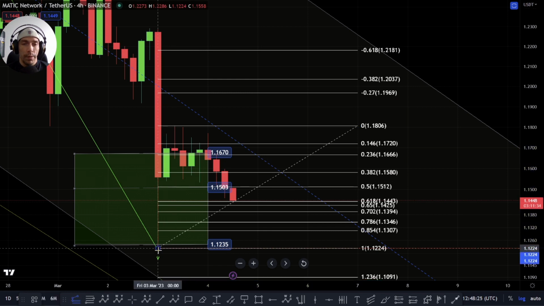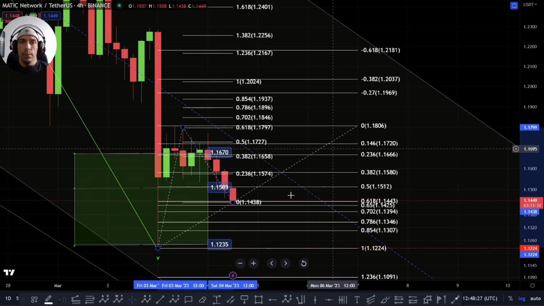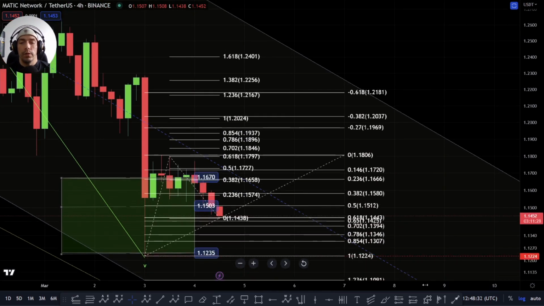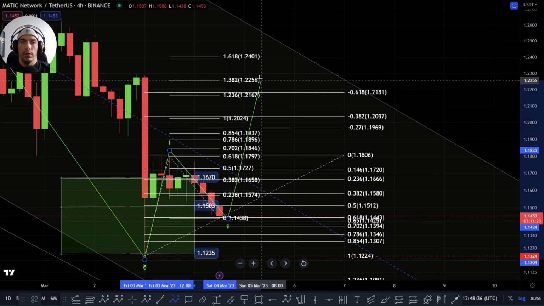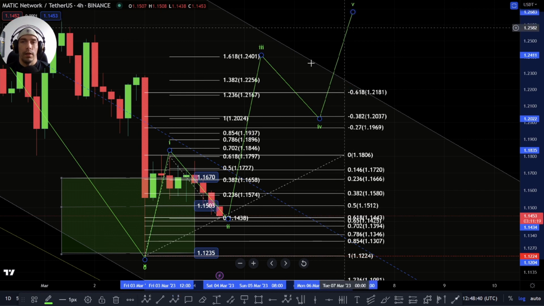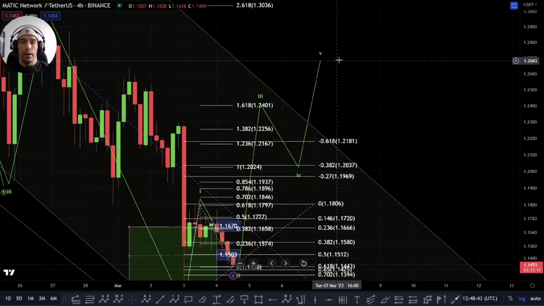So given the current structure, we'd actually have to push up above this $1.2401 for an impulsive move. So that would then be looking at that possibility that we have this as a 1, 2, potentially a 3, come back down, retest the zone for 4, and then look for that fifth potentially to break out the channel.